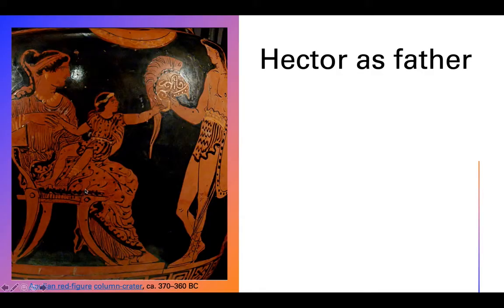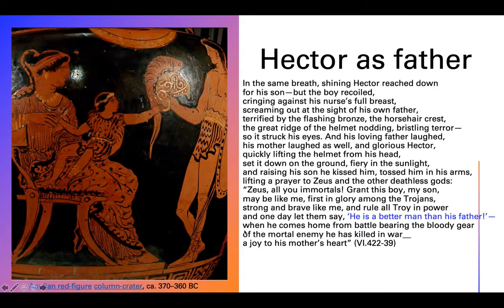We also get to see Hector as a father. This is an image of a red figure column krater from a little bit later than when Homer was writing, but it's referencing this scene from the Iliad. Hector here with Andromache and their baby. Okay, Hector as a dad.